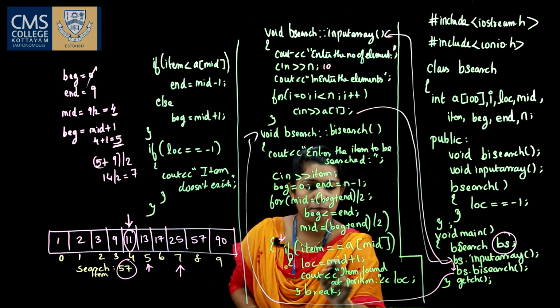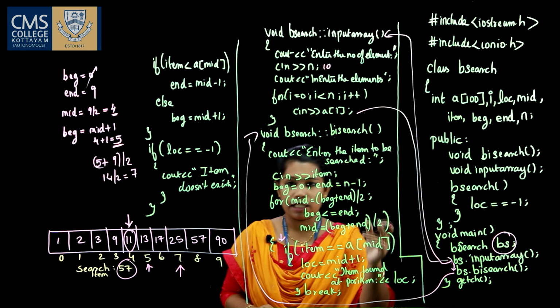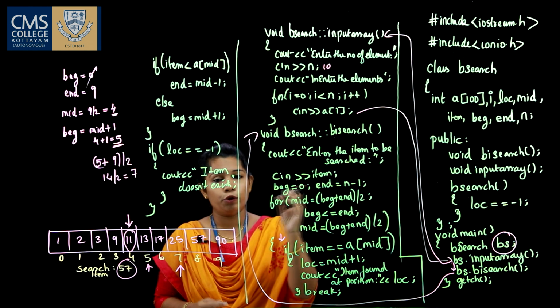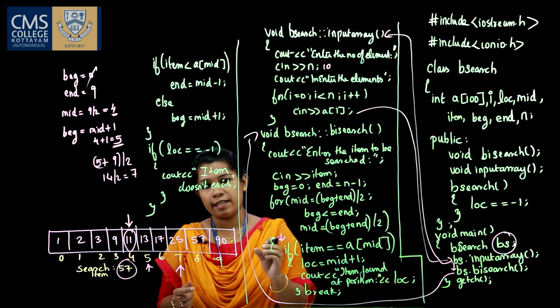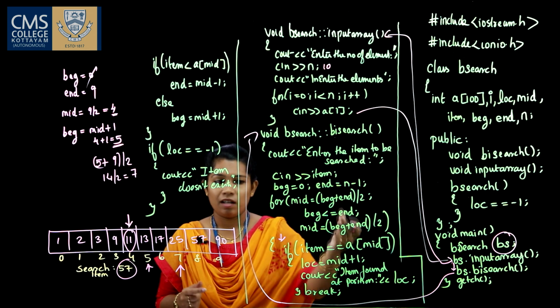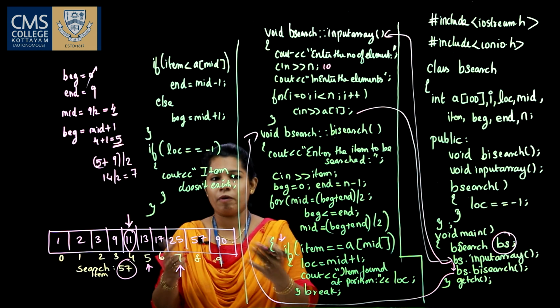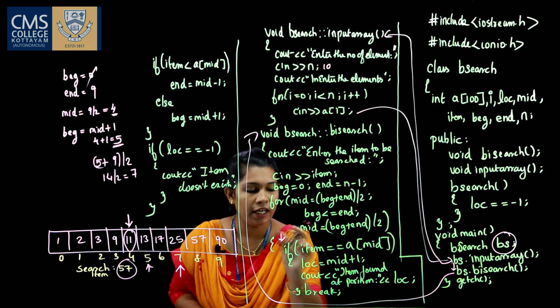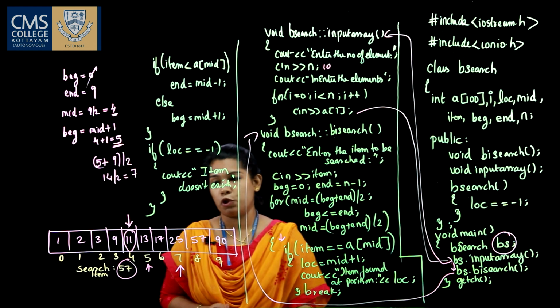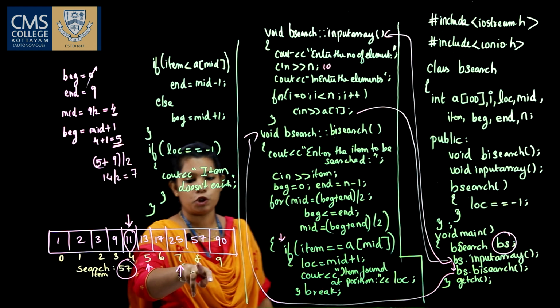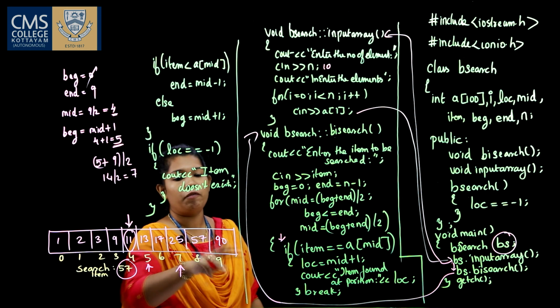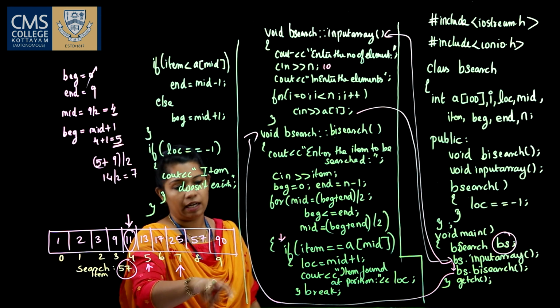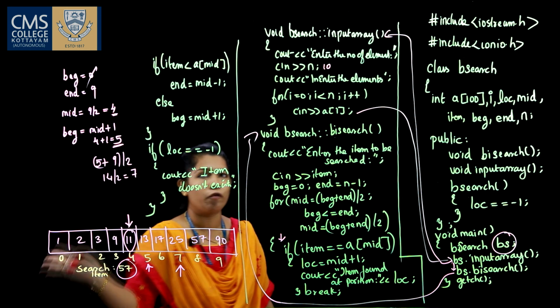So the LOC value is mid plus 1. Why mid plus 1? As I told for the linear search, the programmer knows the array index starts from 0, but the other person does not know from where the array index starts. So that is why after finding the match, I will do mid plus 1, and that will be stored in LOC. I will display that position. That means, if I find 57 at position 8, I will display that 57 is found at position 9 and break. Break means it will come out of the for loop.